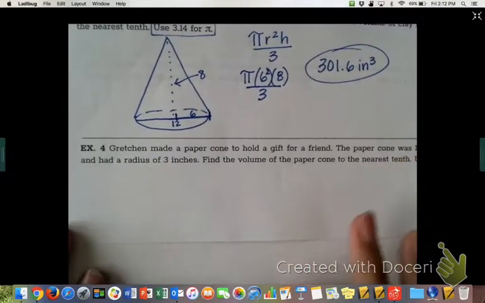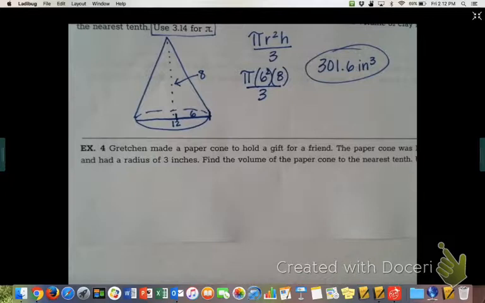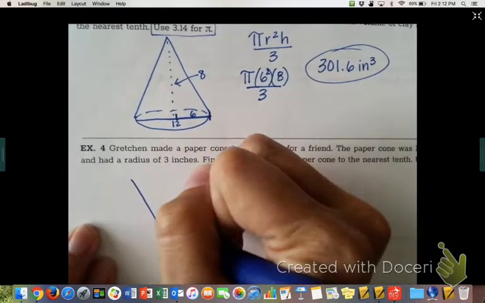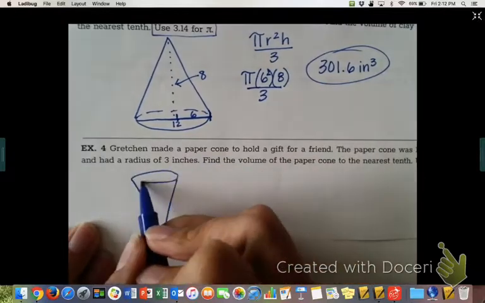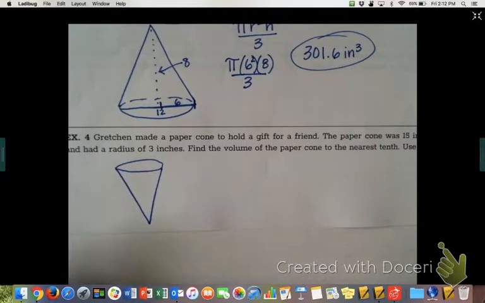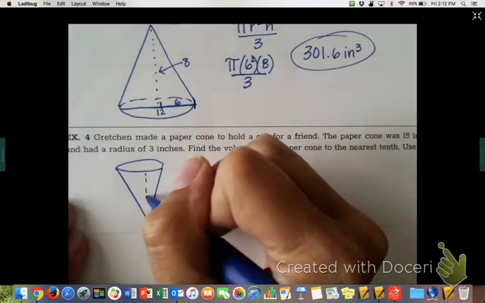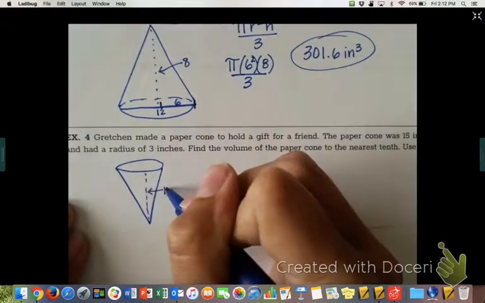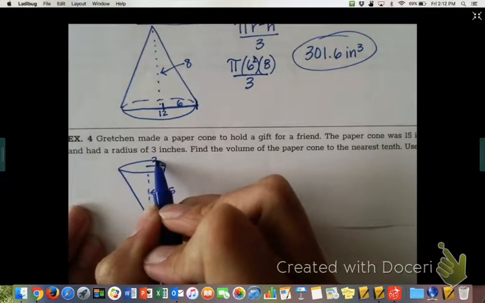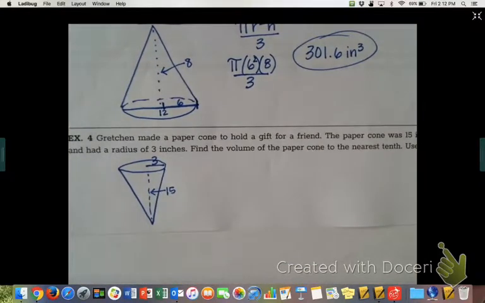Okay, last one. Example 4. Gretchen made a paper cone to hold a gift for her friend. So again, I'm going to draw this out. All right, the cone was 15 inches high, so that'd be the height, and had a radius of 3 inches. Good, they gave us the radius because that's all we need. Find the volume to the nearest tenth.